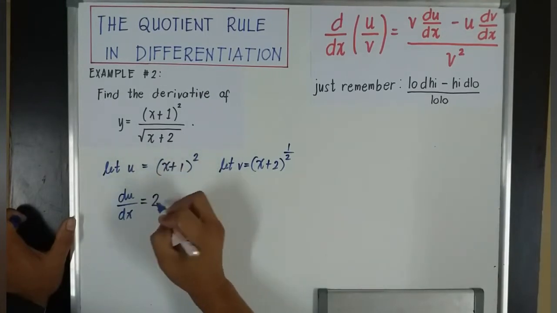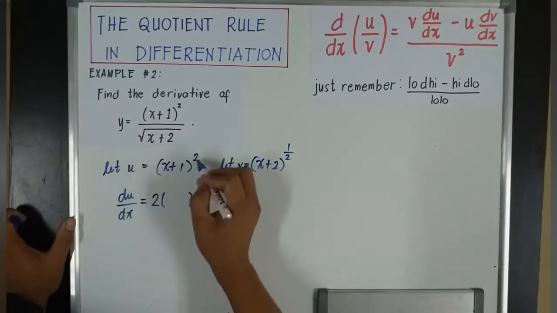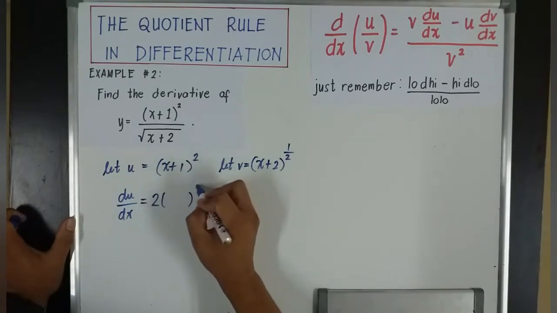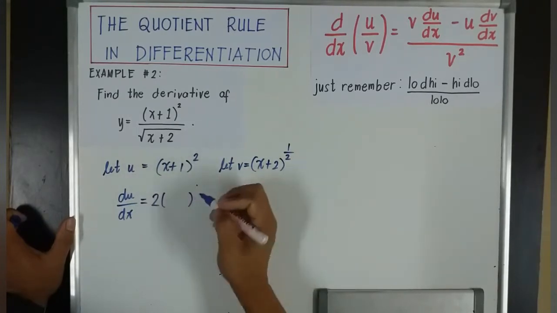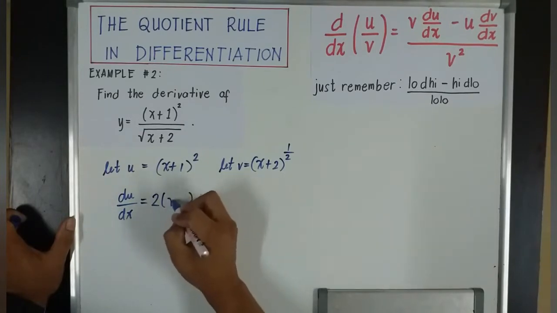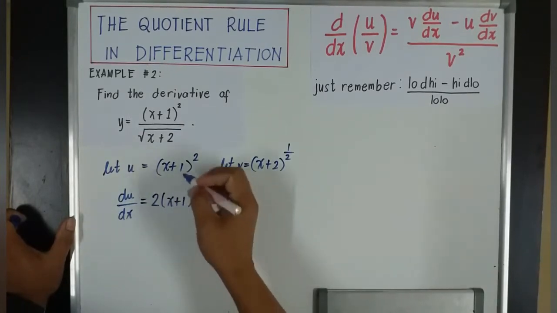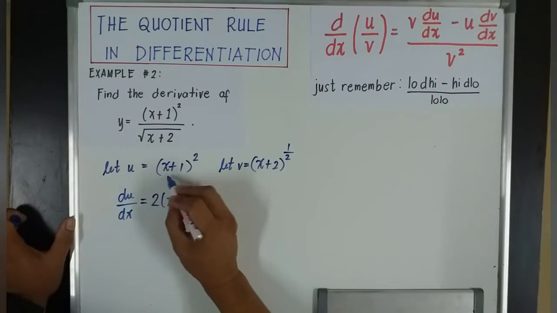Okay, this will become 2. Put in 2 minus 1 is 1. Do I need to write 1 as an index? No need. Okay, then put in whatever is inside. Next, you multiply it with the derivative of x plus 1.